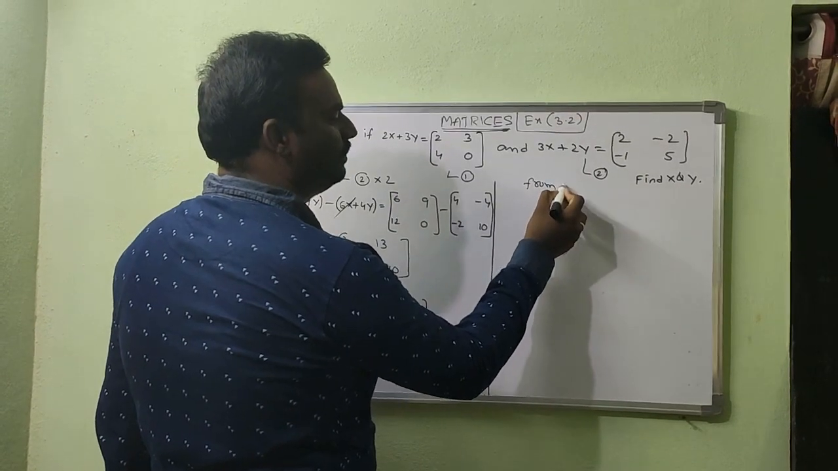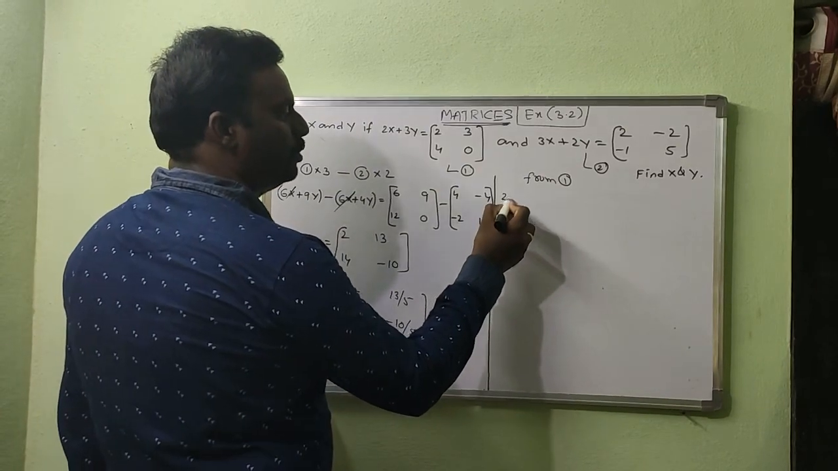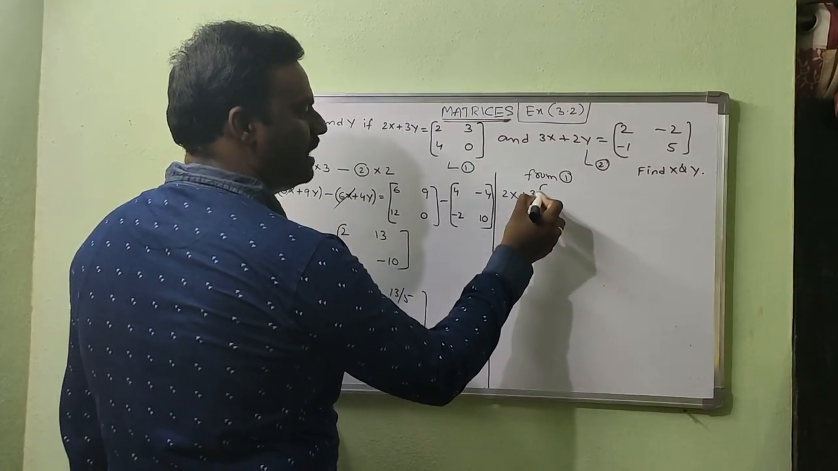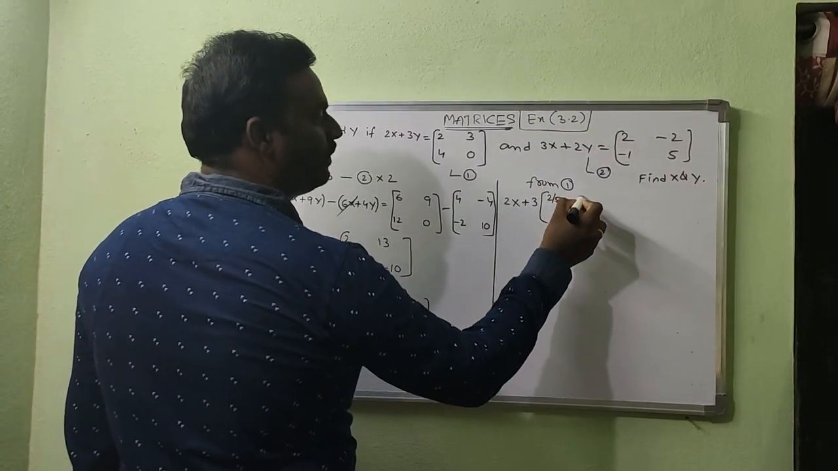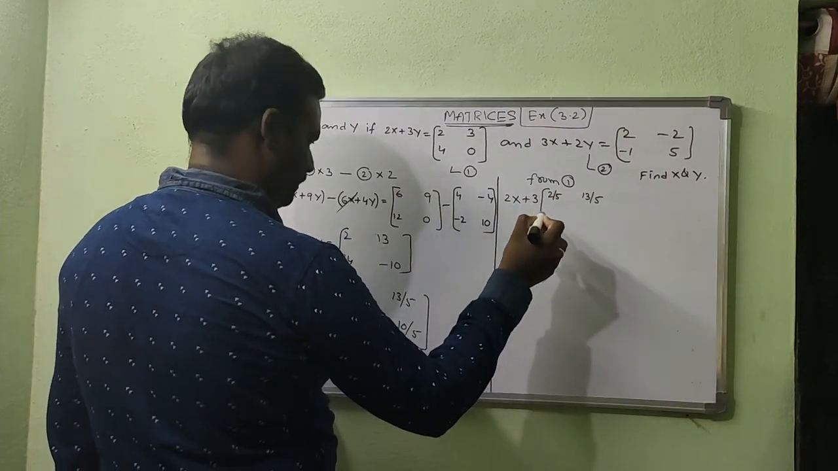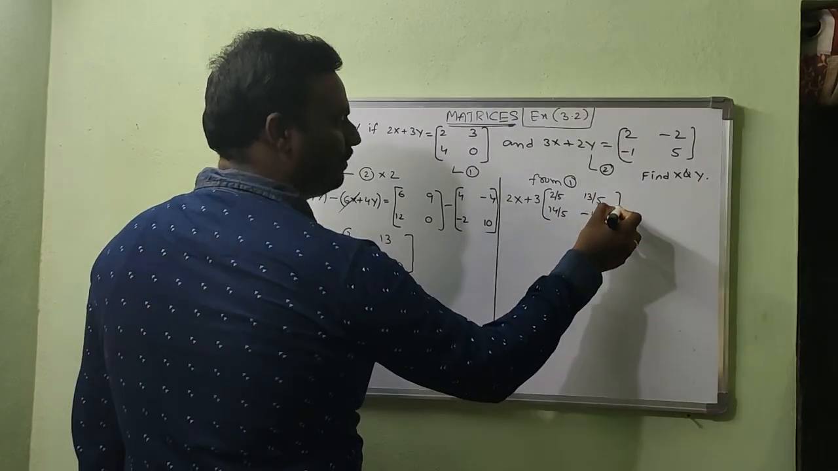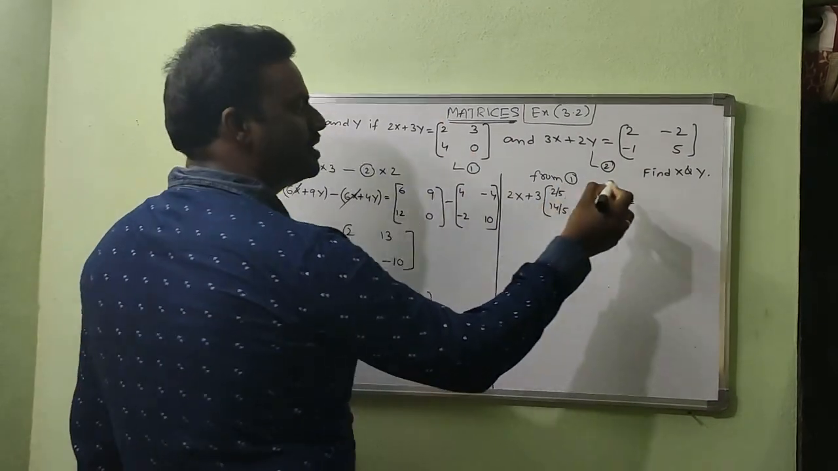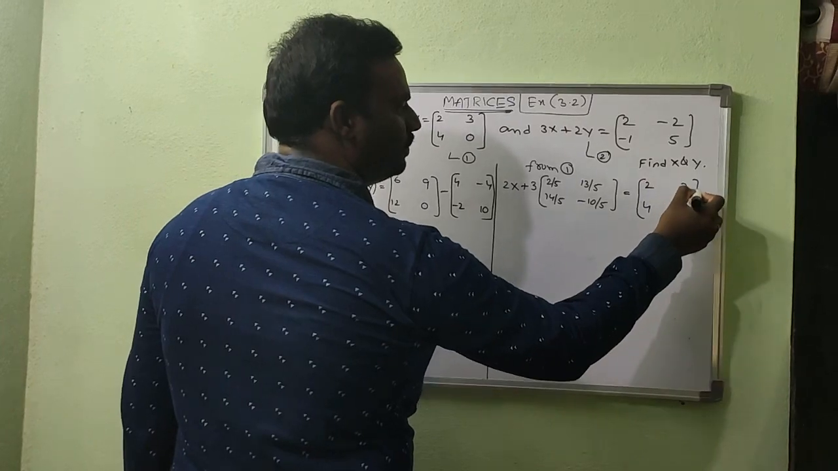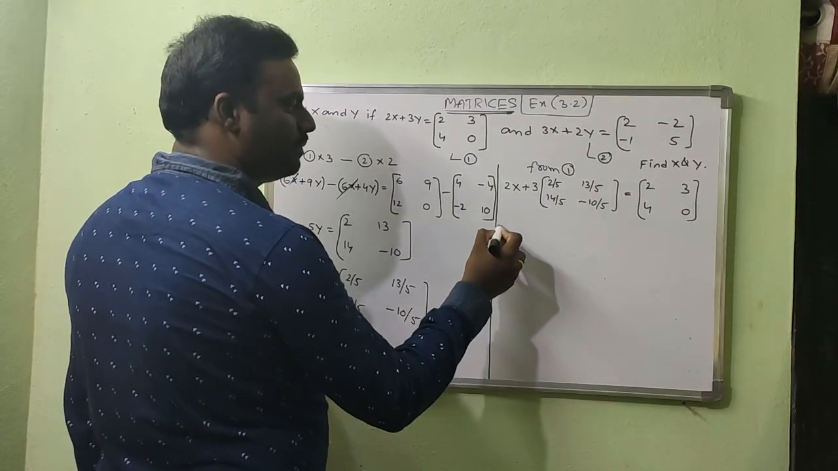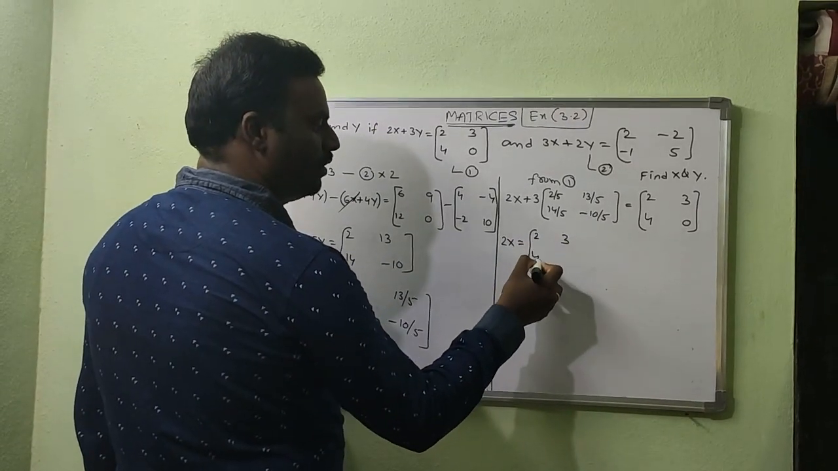in equation 1. What is equation 1? 2X plus 3Y. Y how much? 2 by 5, 13 by 5, 14 by 5, minus 10 by 5 is equal to, what is the matrix? [2, 3; 4, 0]. Now it becomes 2X is equal to [2, 3; 4, 0].